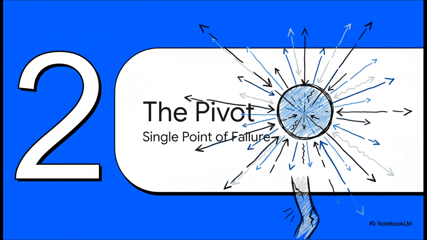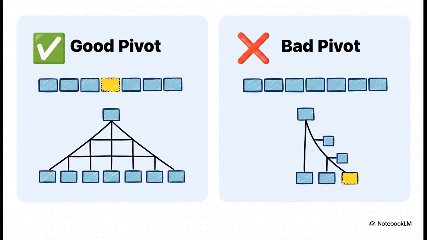But that elegance, it hides a pretty big vulnerability. Because everything, and I mean everything, depends on the choice of that one little element, the pivot. It's the algorithm's greatest strength, and, at the same time, its Achilles heel. Yeah, the pivot you pick makes all the difference.